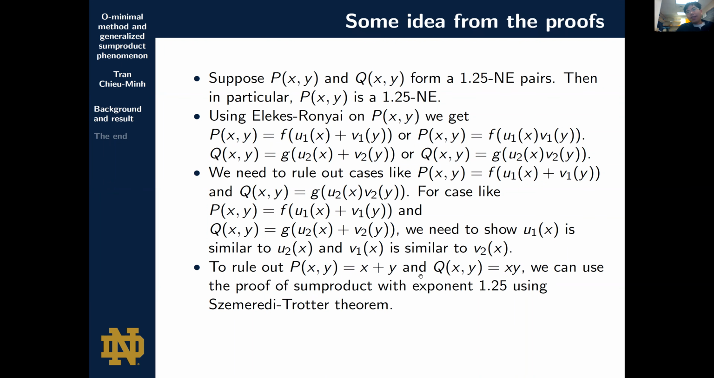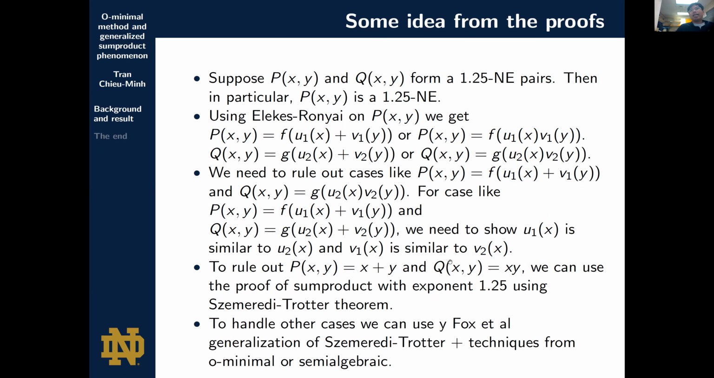For that, you can follow the proof of the sum-product with exponent 1.25, which uses the Szemerédi-Trotter theorem. Using that proof, you can rule out this case. In general, to handle the other case, you also use a similar strategy, but you need to replace Szemerédi-Trotter by the generalization of Szemerédi-Trotter by Fox, Pach, Sheffer, Suk and Zahl, the five people paper. Plus one technique from modularity, but in this case, semi-algebraic is enough. But the nature of the technique that we use is kind of rare modularity.